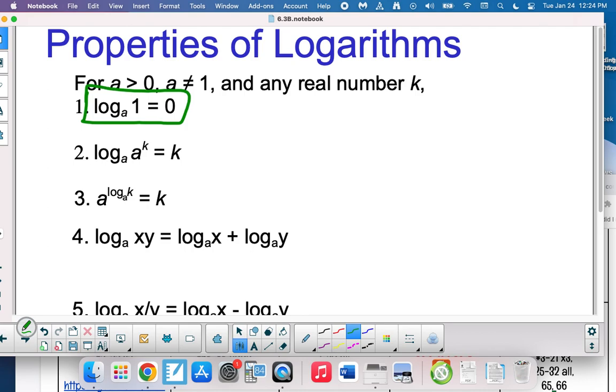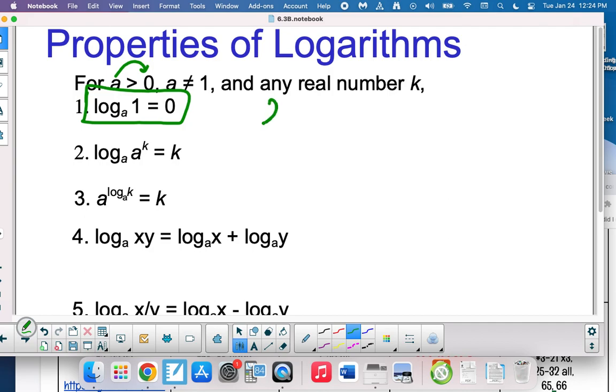If you take the log of 1, base A. Base A means any base you can think of. A has to be greater than 0, so positive, and can't be 1. Anyways, the log of 1 in any base is always equal to what number? 0. Does this make sense?